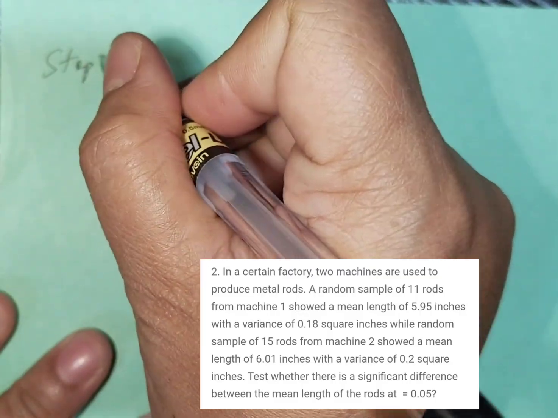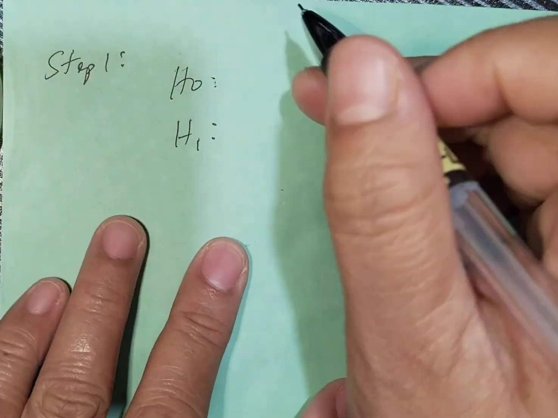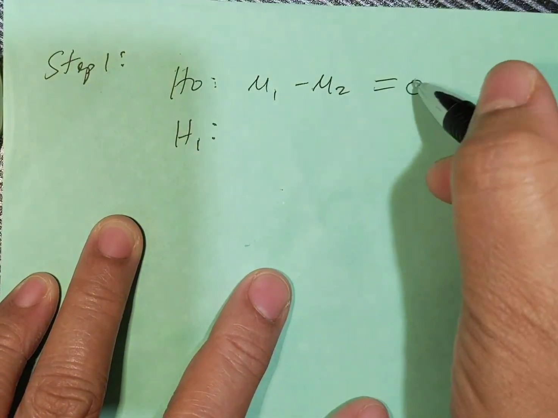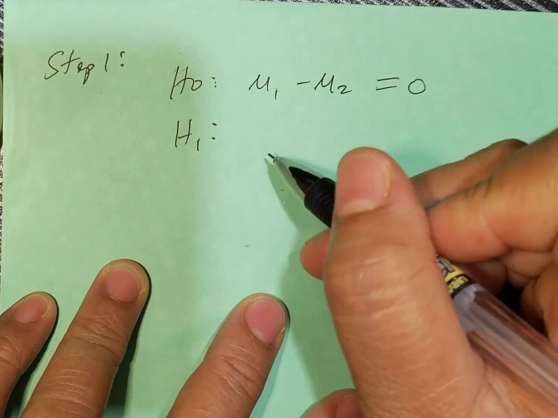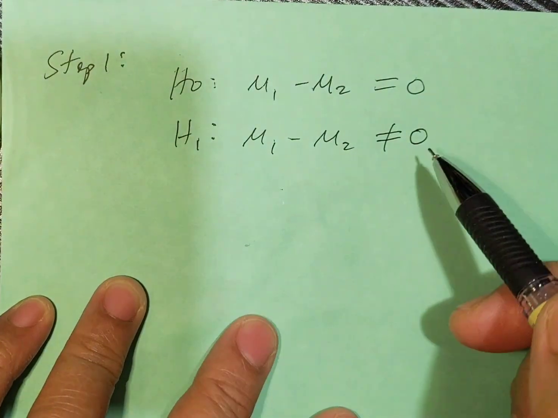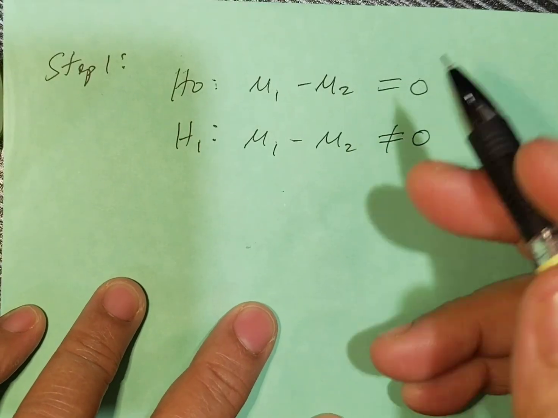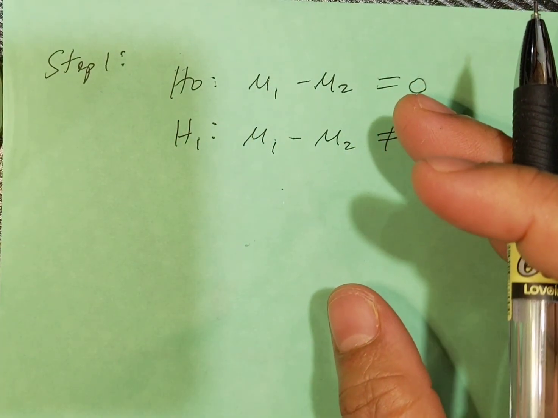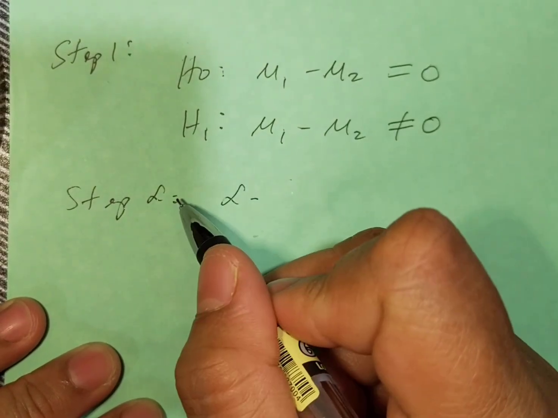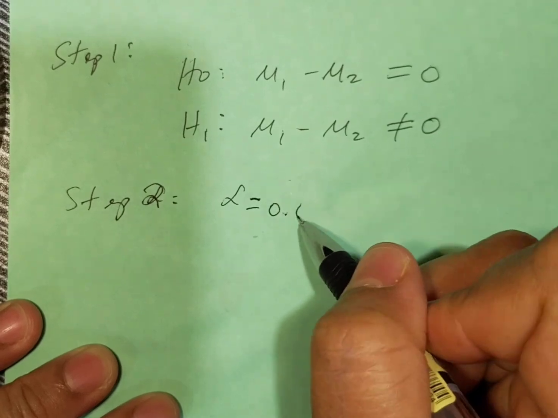Okay. Step 1, we have H0 and H1. Your H0 is mu1 minus mu2 is equal to 0, versus your H1, mu1 minus mu2 is not equal to 0. This is usually your H0 and H1 if you are testing for a difference. Okay, your step 2, the level of significance. Step 2, level of significance, it's alpha equal to 0.05.